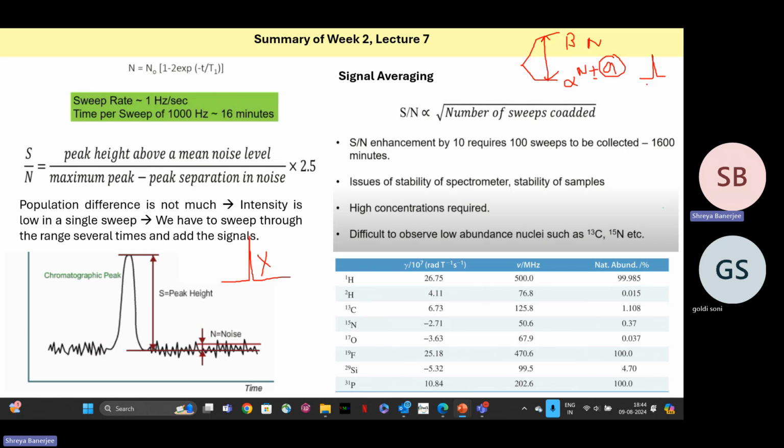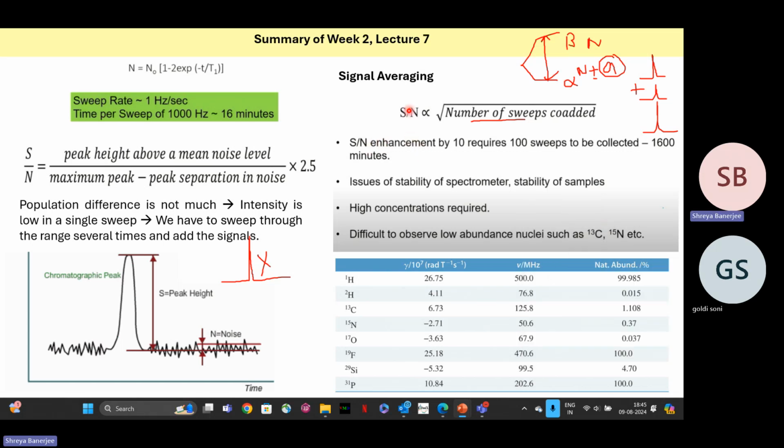So in order to increase the intensity of this peak, we have to scan the sample several times. Each time we get a signal, we add these signals up to get a stronger signal. That is why the more times we scan the sample, which is also called the number of sweeps, the better the signal to noise ratio improves. The exact correlation is that signal to noise is directly proportional to the square root of the number of sweeps.